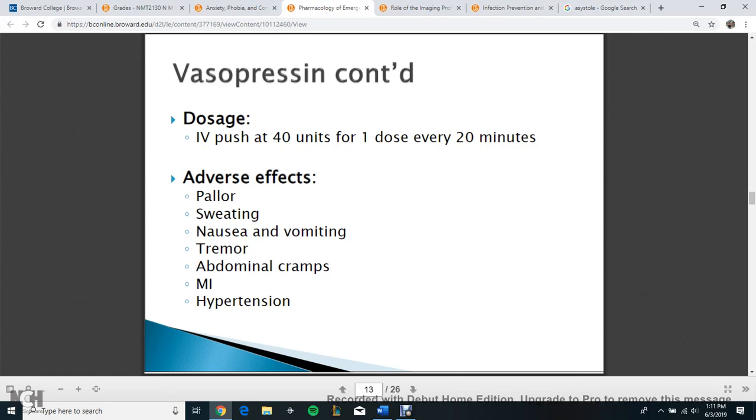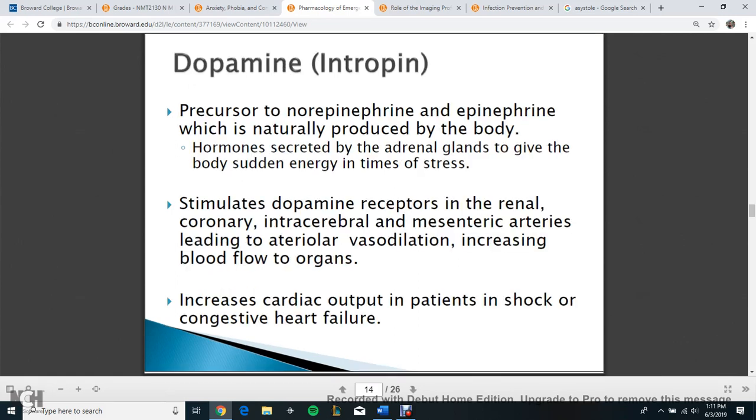Dosage: IV push at 40 units for 1 dose every 20 minutes. Adverse effects: pallor, sweating, nausea and vomiting, tremor, abdominal cramps, MI, and hypertension.